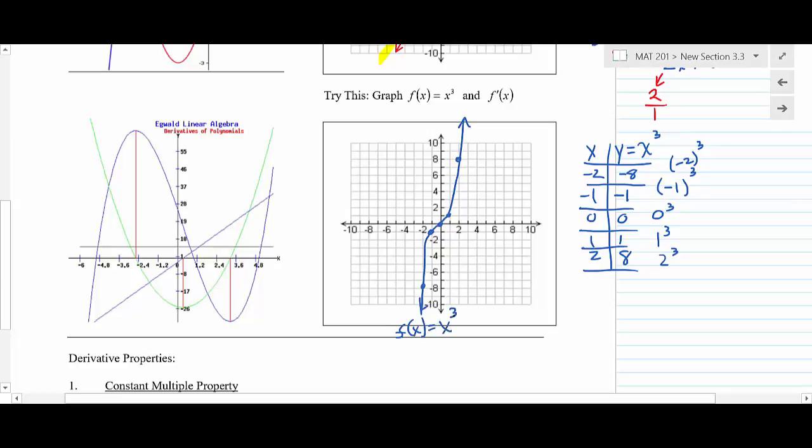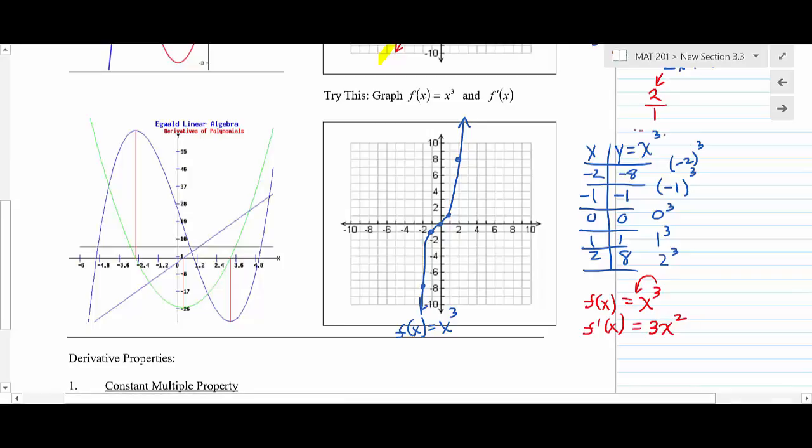Okay, now if you look at your derivative on that, now that we know how to do a derivative, we can compute that. So if f of x is x to the third, what's the derivative now? 3x to the second, right? By power rule, right? So that's a quadratic, okay?